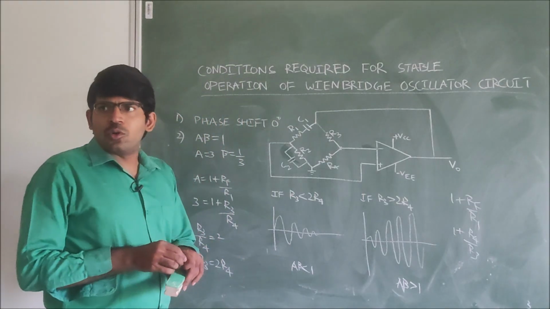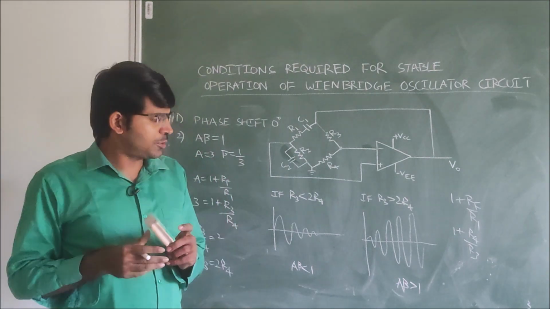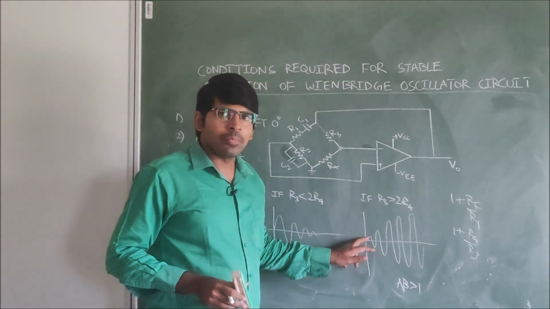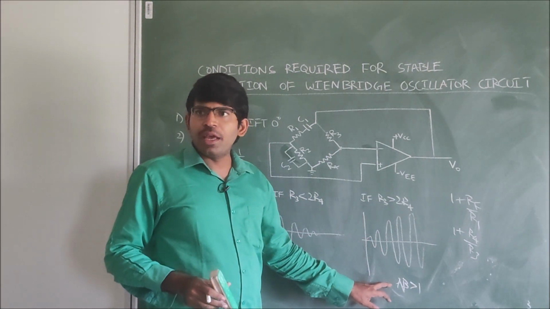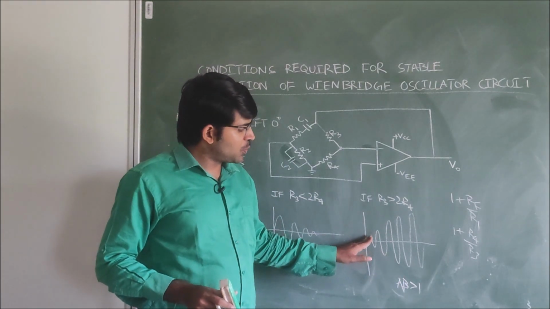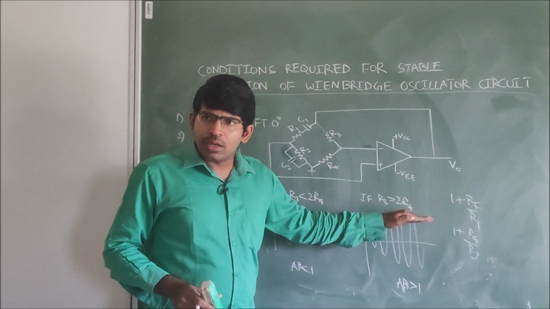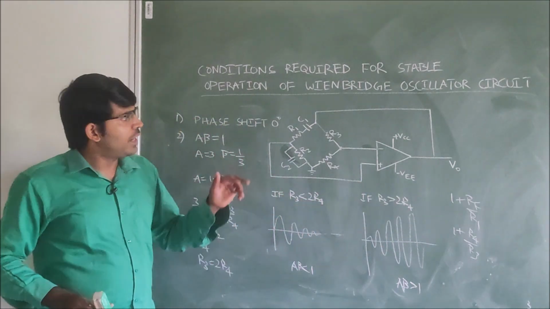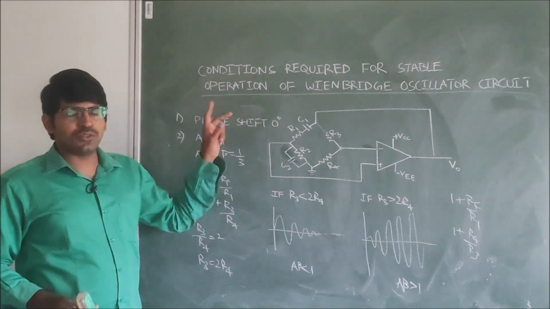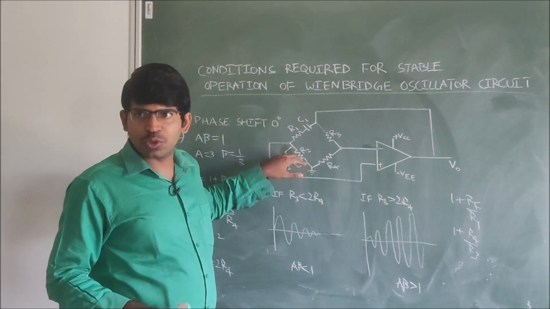Now we are discussing the conditions required for the stable operation of the Wein bridge oscillator circuit. Initially, there is no doubt: the circuit gain A beta should be greater than or equal to 1. Then only will the amplitude increase from a small amplitude. But once it reaches a certain amplitude, in order to maintain stable operation, the conditions are: one is the phase shift should be 0. The phase shift 0 should be maintained by using this RC circuit.